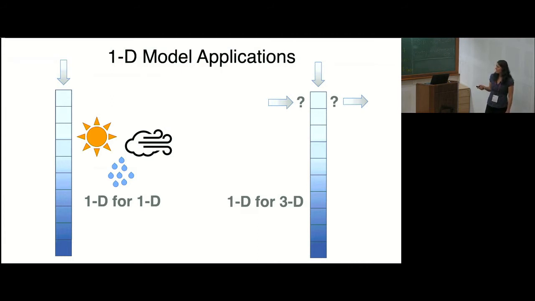I like to divide them up into two groups. One is using 1D models to understand 1D processes, so the effects of wind and buoyancy forcing in terms of heat content or momentum. And another is comparing 1D models with observations.